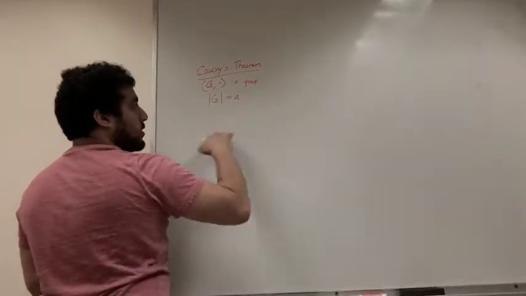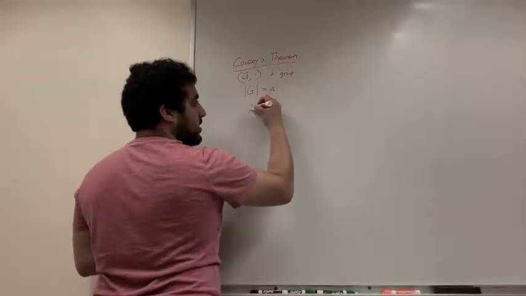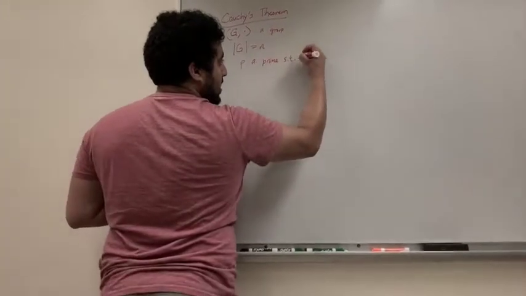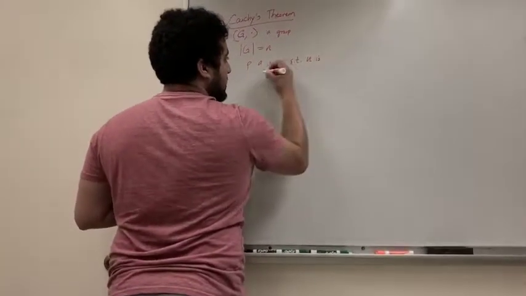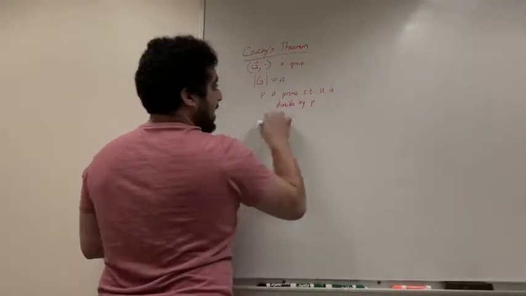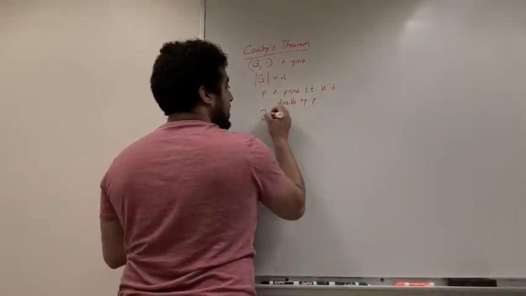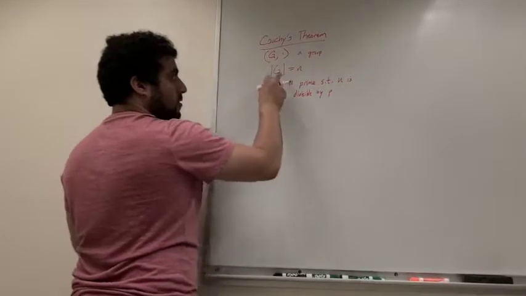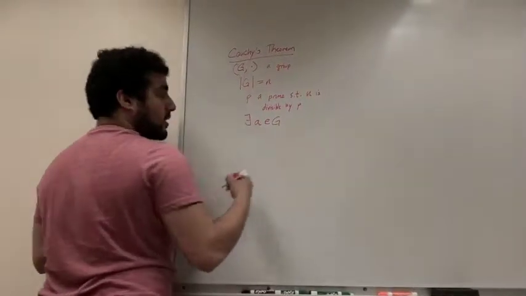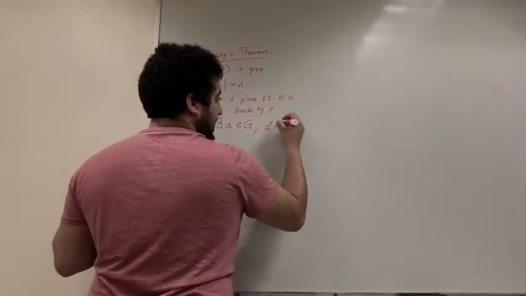And now, any n is going to have some prime factorization, so take any of the prime factors of n. So P is a prime such that n is divisible by P. And for this prime, it has to be the case that there exists an element of G, so there exists some element A in our set such that A to the P is the identity.